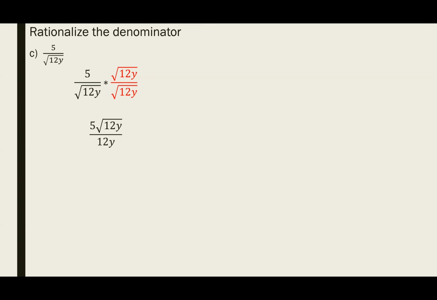So what we have is 5 times the square root of 12y, which gives me 5 square root of 12y. And 12 times 12 will give me 144. Y times y is y squared. The square root of 144 is 12. The square root of y squared gives me y. So everybody see that we met our condition, right? We don't want to see a radical on the denominator. We did it. There's no radical on the denominator.